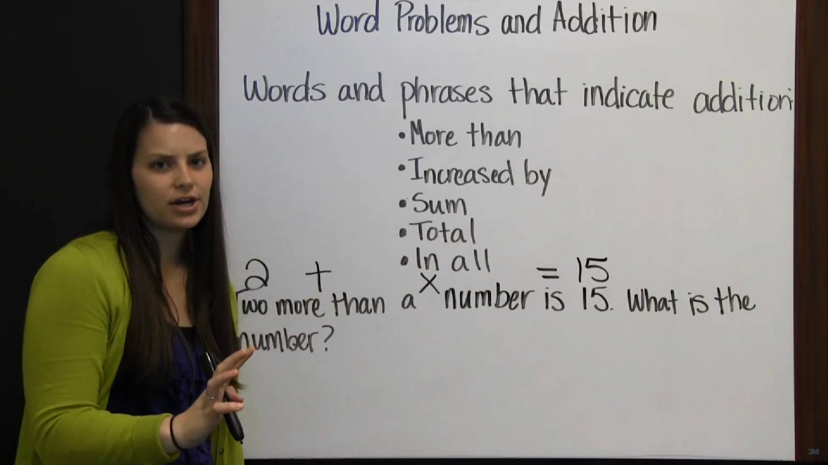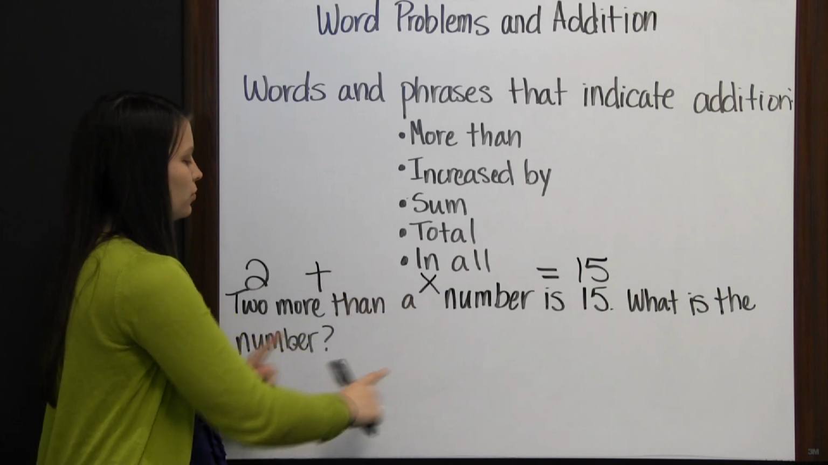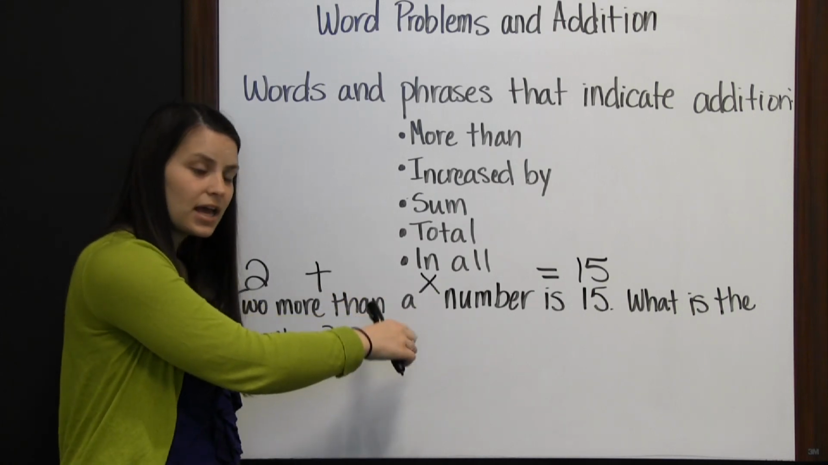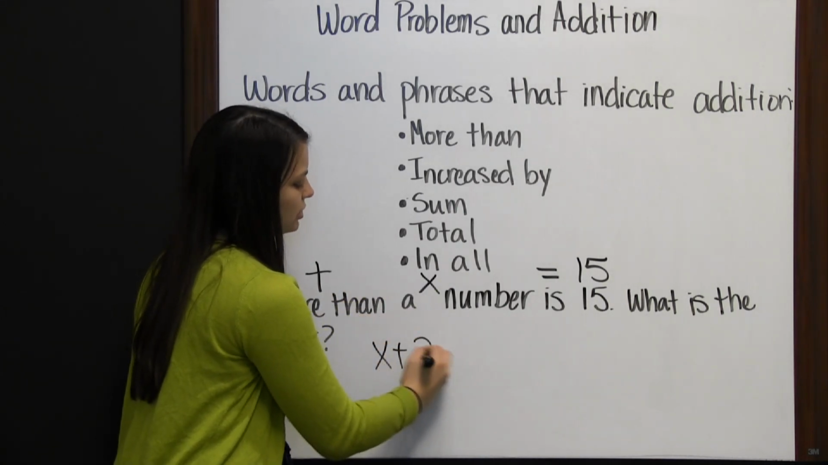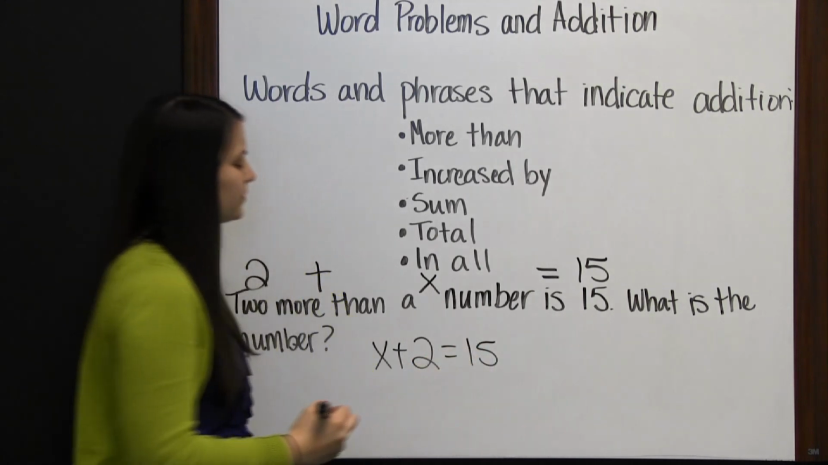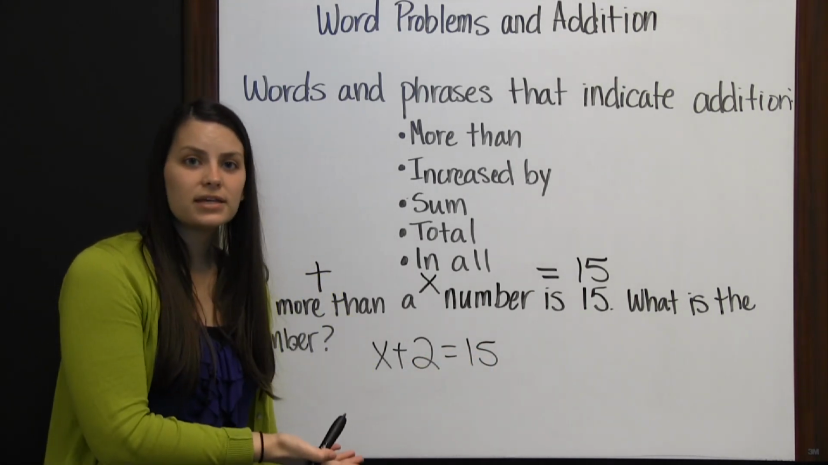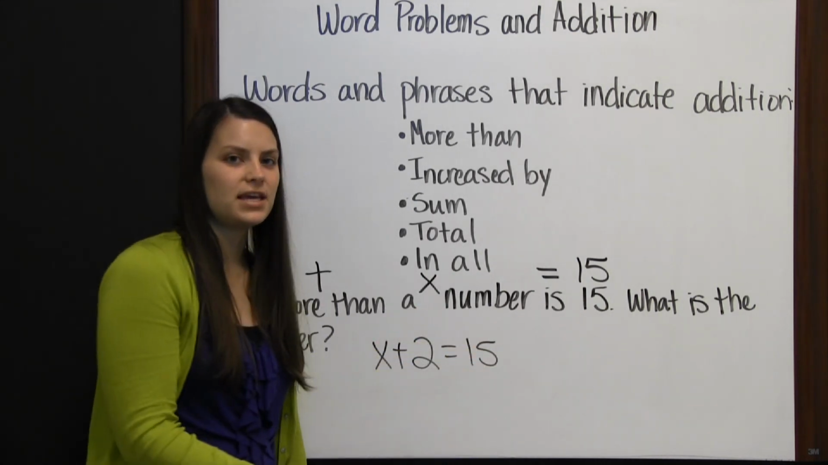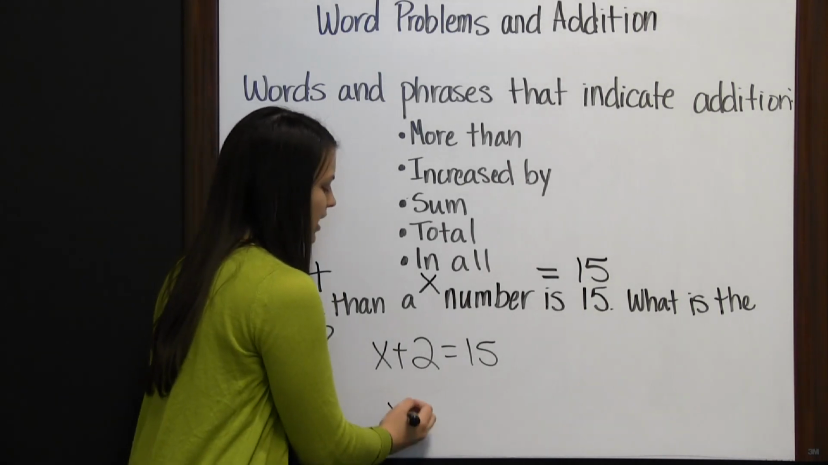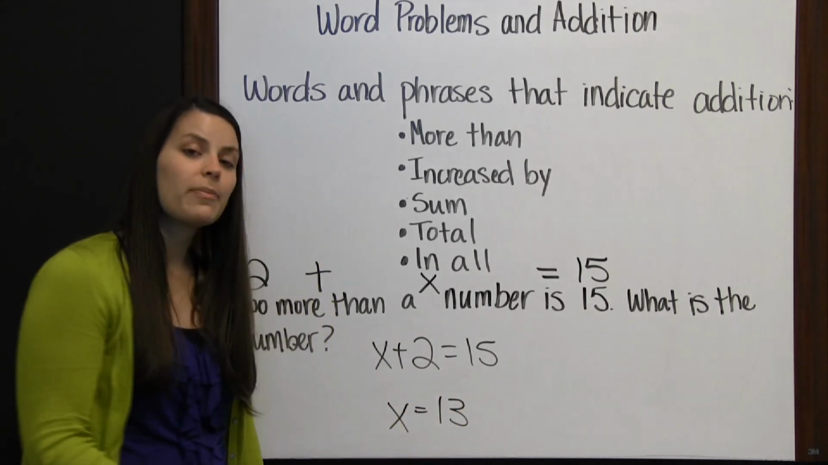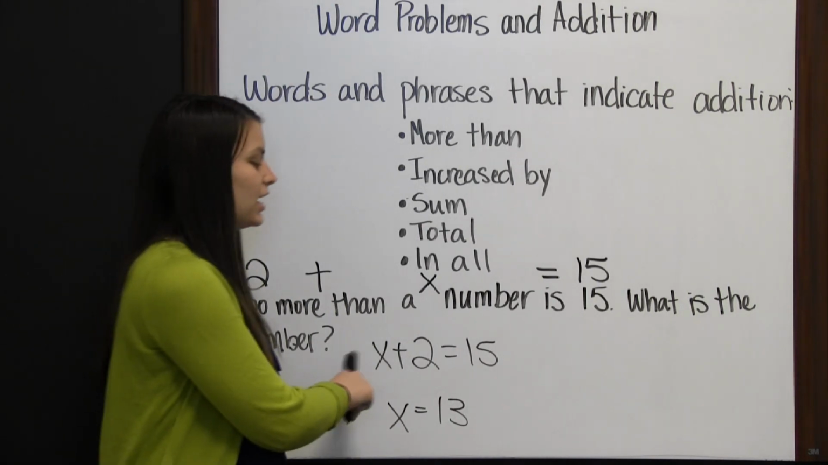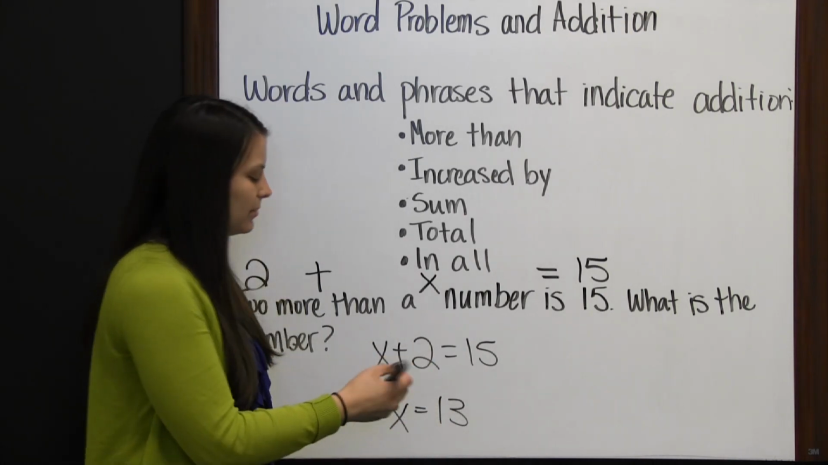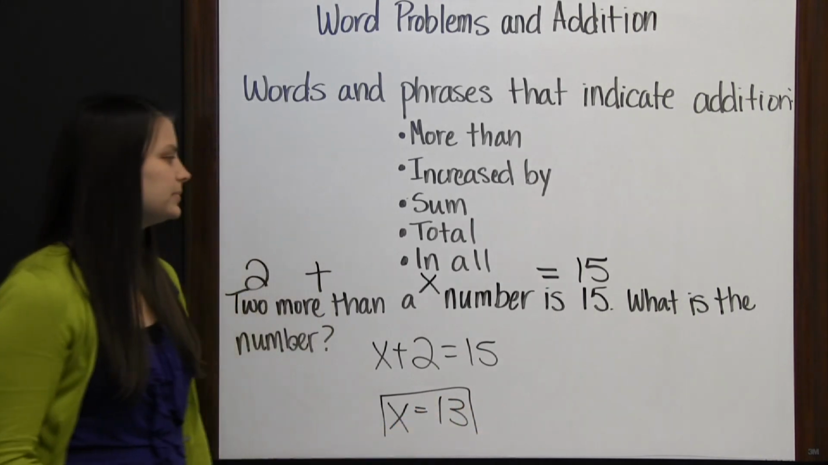So the only kind of trick here is that more than tells you to reverse the order. It's not just addition. It means instead of doing 2 plus x, I'm really doing x plus 2 equals 15. So now you can probably just look at this and see what number you would have to add 2 to get 15. And that number would be 13, which means x is 13. If you don't know by looking at it what the answer is, then you can solve it algebraically here by subtracting 2 from both sides. But again, you would get that your number is 13.